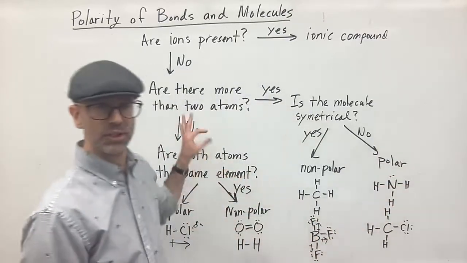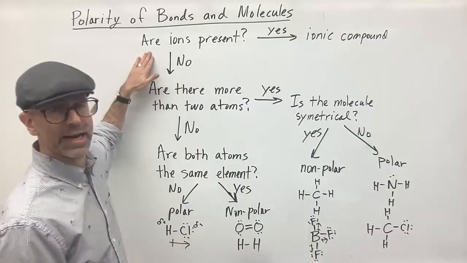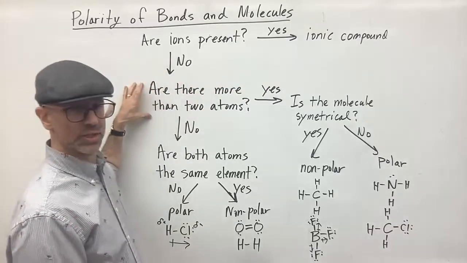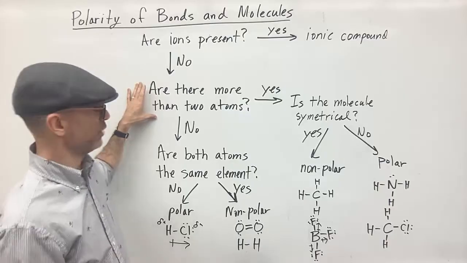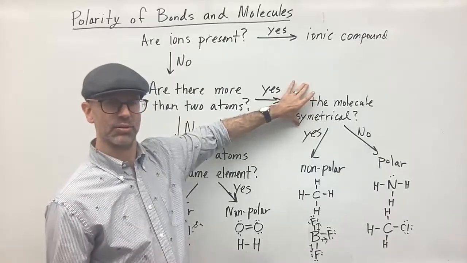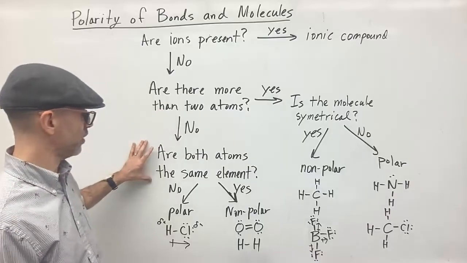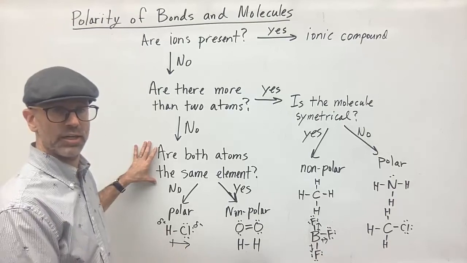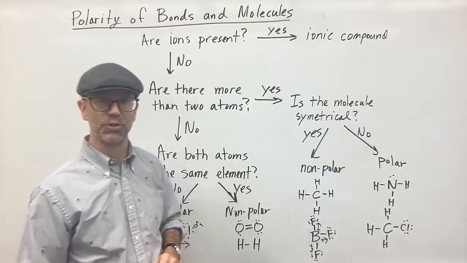So if you can follow this flow chart, if you remember the questions to ask: are ions present? If yes, ionic compound. If no, then the next question, are there more than 2 atoms? If yes, then the question is about symmetry. Does it have symmetry, yes or no? And then if they don't have more than 2 atoms, then the question is, are both atoms the same? If yes, then nonpolar. If no, then polar. So I hope this is a helpful tool for you to use.